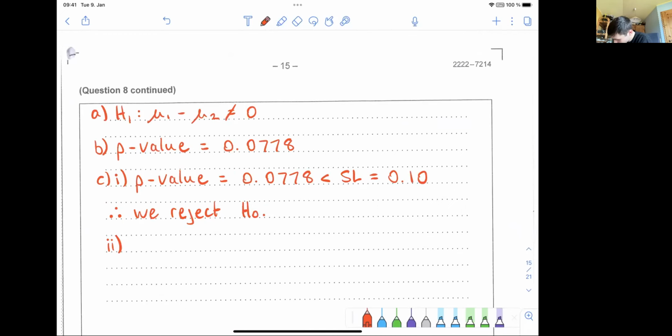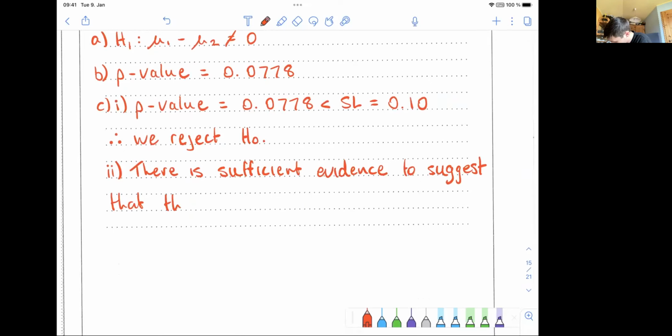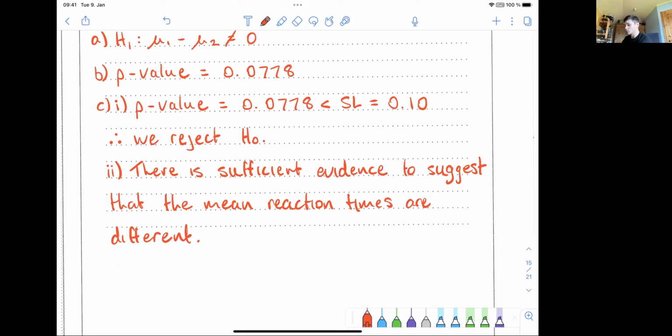A standard way to start these off is to say there is sufficient evidence to suggest that the mean reaction times are different. And then we have the answer to question 8.